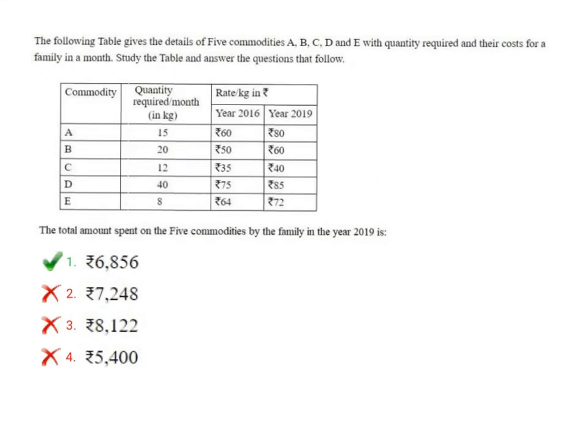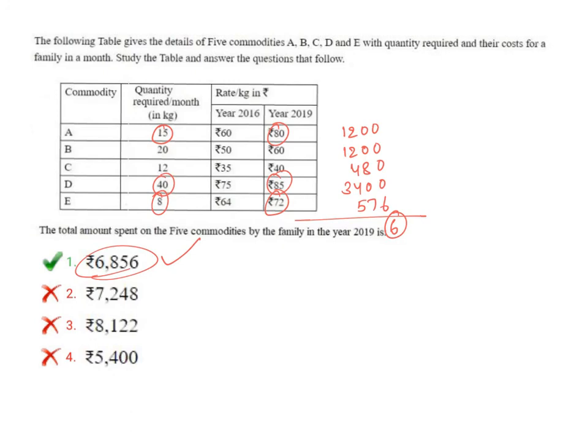Next, the total amount spent on 5 commodities by the family in the year 2009. So 2009, A is 15 kgs, 80 rupees. So I would say it is 1200. 20 kgs, 60 rupees, again 1200. 12 kgs, 40 rupees, it is simply 480. 40, 85, that is 3400. Now again, 8 into 72 is 576. The unit digit you can clearly say it is 6. There is only one option with 6, that is 6856. So without any doubt you can go for 6856, or else you can combine and see.